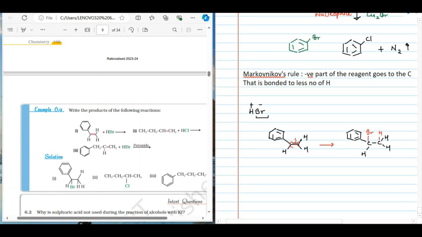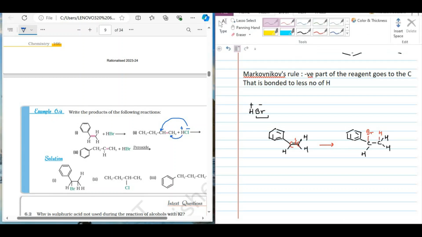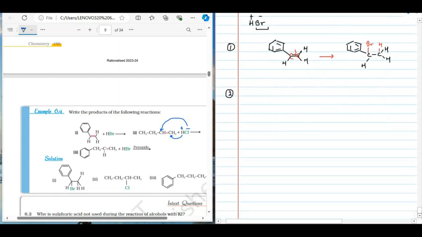Now come to the second question. Here again alkene is given and you have to do the reaction with HCl. In HCl, Cl is the negative part of the reagent and H is the positive part of the reagent. So Cl will get attached to the carbon, sp2 hybridized carbon, which is bonded to less number of hydrogen. So Cl will go to the second carbon and H will get attached to the first carbon. So let's write down the product of this reaction. This was the first reaction and now we are going to do second reaction.